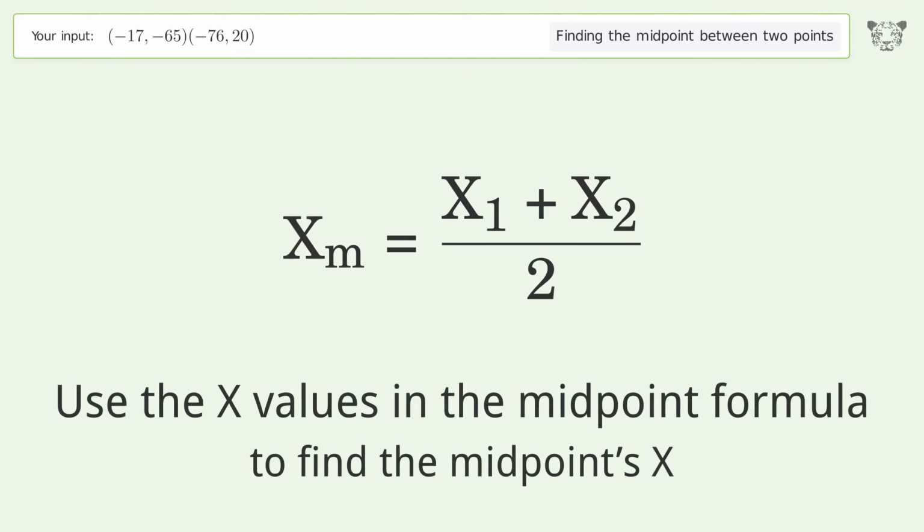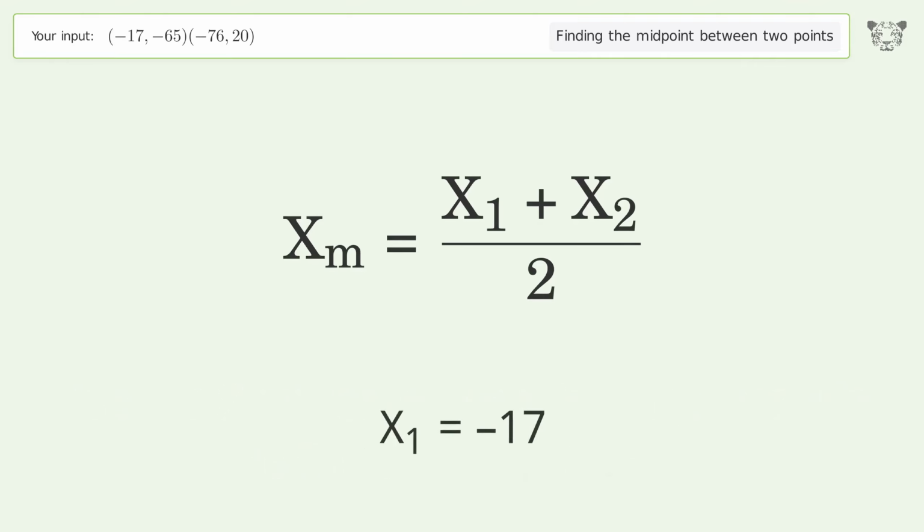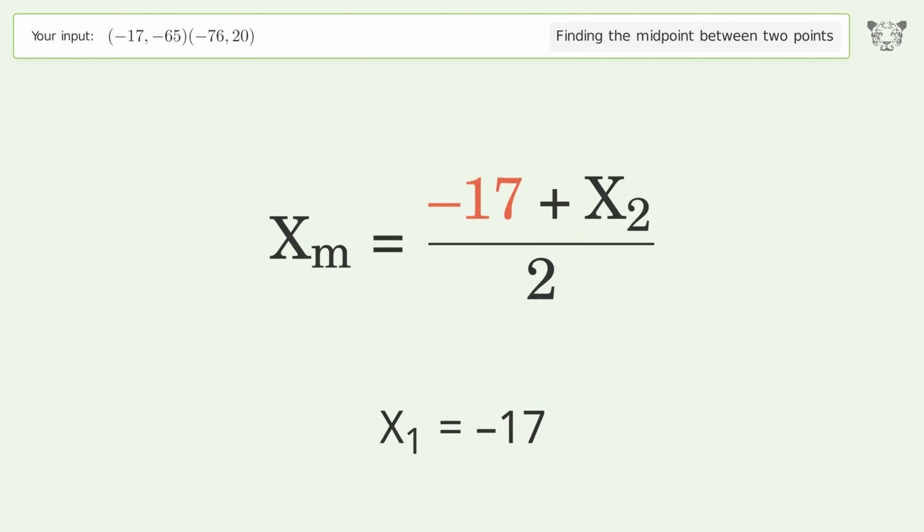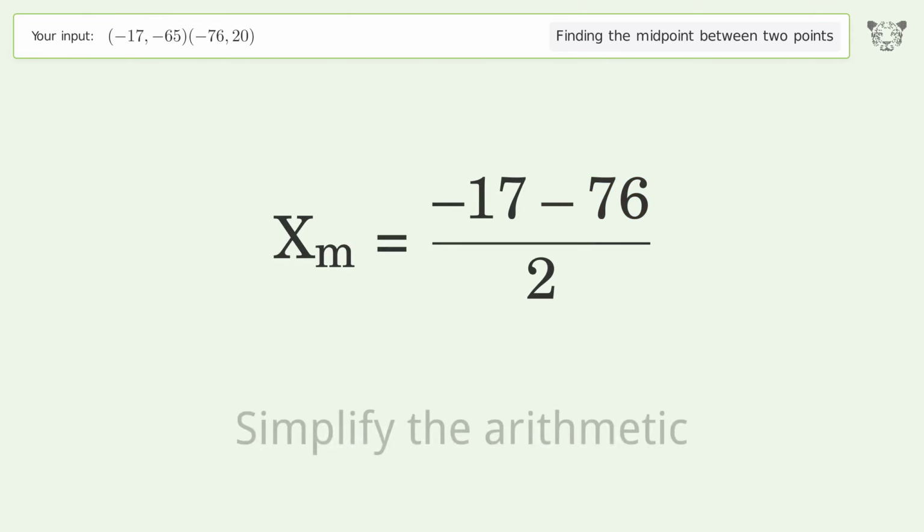Use the x values in the midpoint formula to find the midpoint's x. x1 equals -17. x2 equals -76. Simplify the arithmetic.